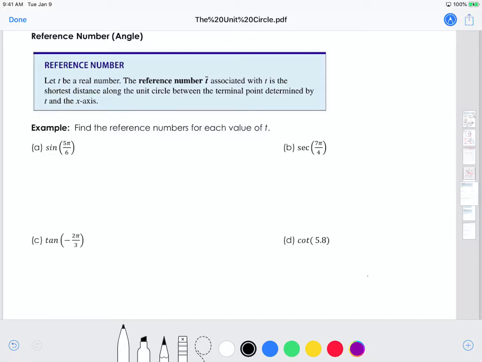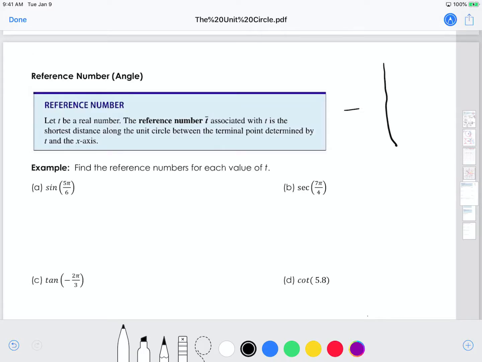In this video, we're going to talk about reference numbers or reference angles. They mean the same thing. The importance of a reference angle is that it forces you to understand the first quadrant. Once you understand the first quadrant of the unit circle, the rest of the circle you've got memorized. You just switch the signs based on what quadrant you're in. So I can use the first quadrant to find any value on the unit circle.